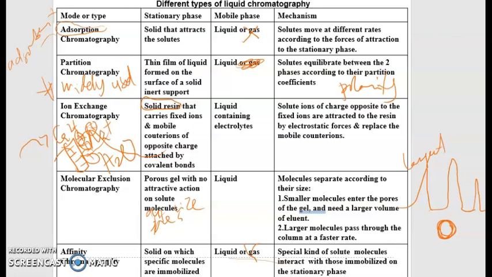It will be eluted. So there is the mechanisms of separations in different types of liquid chromatography. So kita kena tahulah adsorption apa, partition apa, and exchange apa, and all this.